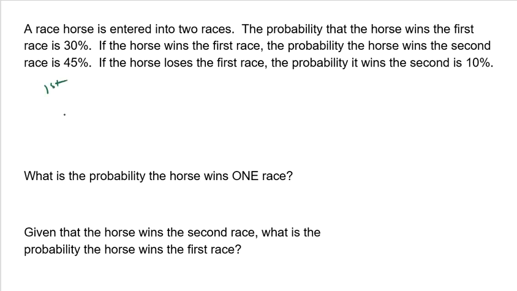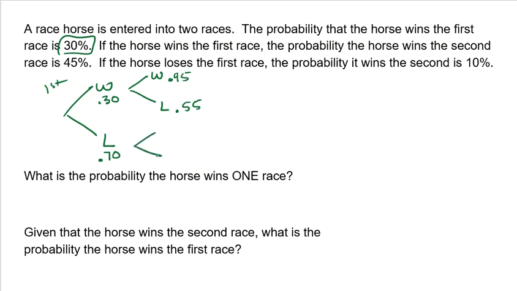So let's talk about that first race. The horse could win that first race, or the horse could lose. There is a 30% chance it wins the first race. We were told that right here. And the complement rule tells me automatically 70% chance it loses. Now here comes the conditional. If it wins the first, so I'm going to make a condition off of the first. If it wins the first, there is a probability of 45% that it wins the second, which would actually tell me, again, you got to think about the complement rule, 55% chance it loses the second. All right, then it says if the horse loses the first, now let's make some branches off of losing the first.